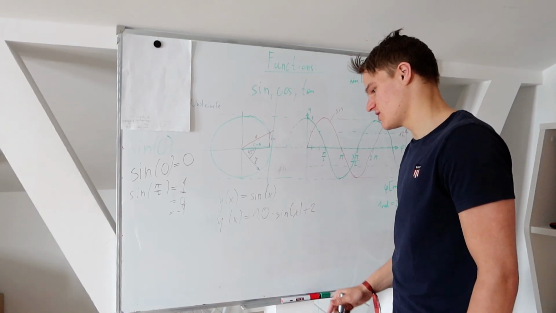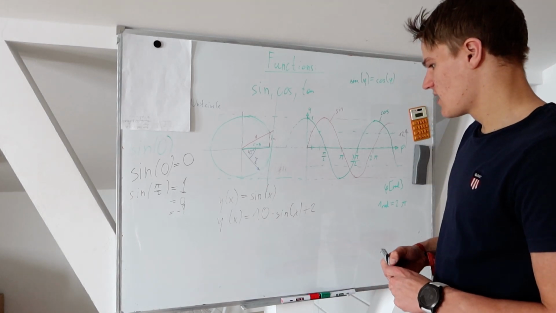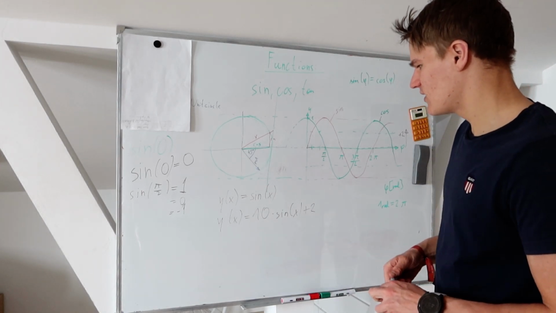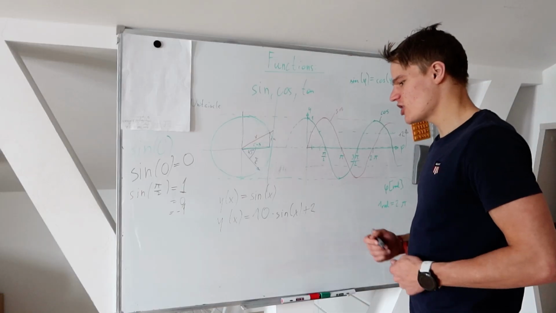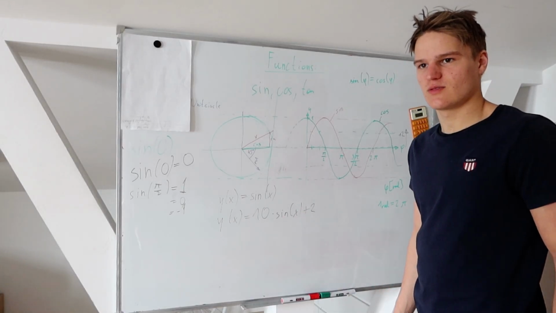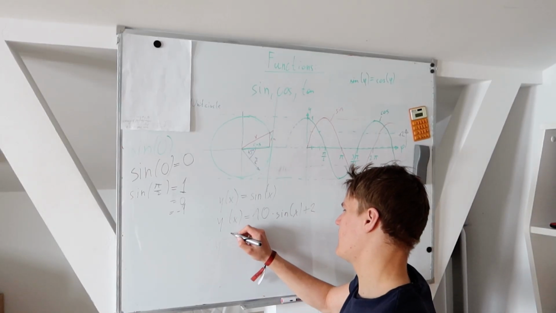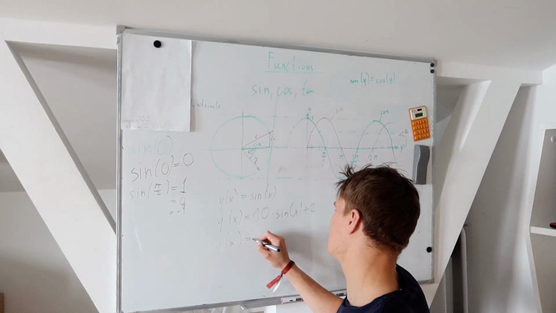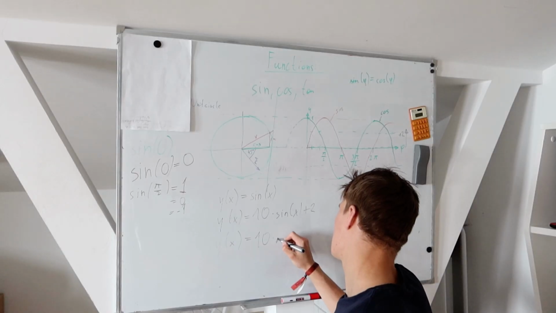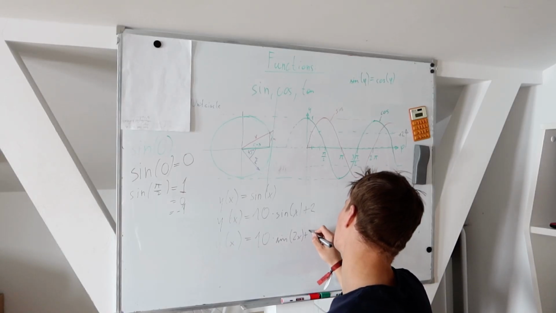This actually is what this means. Great. And we have one more thing that we can do. We can change what is in the brackets. Well, okay, how do we do that? Let's say y of x is 10 times sine of 2x plus 2.